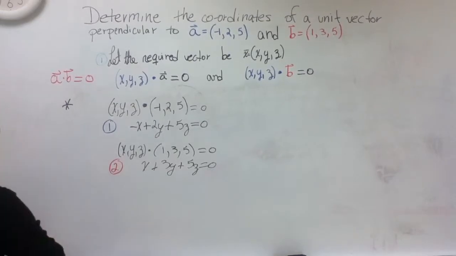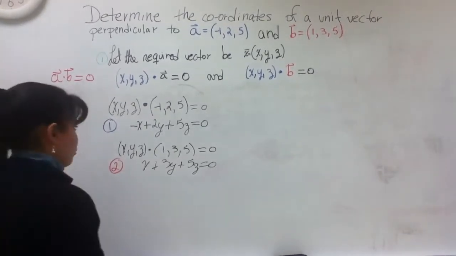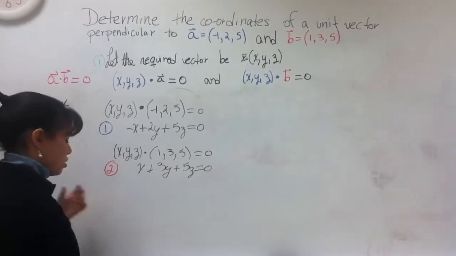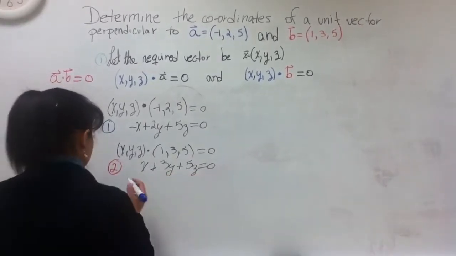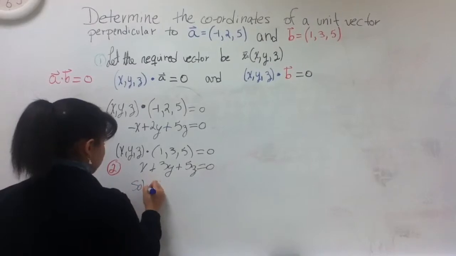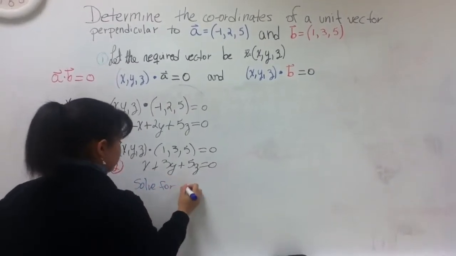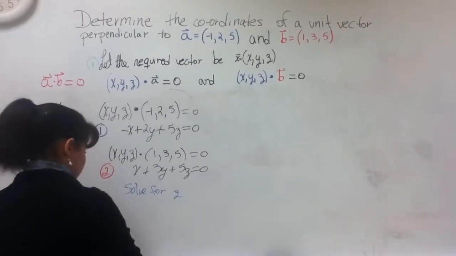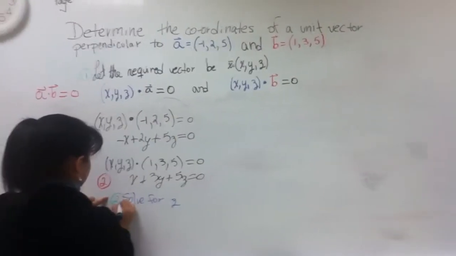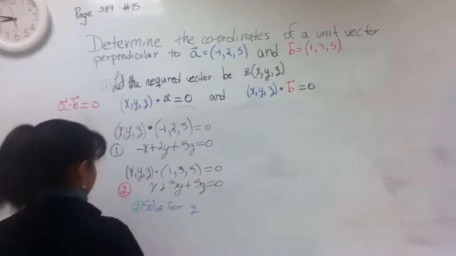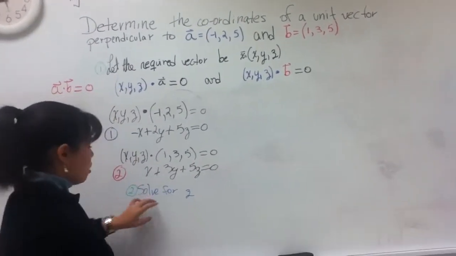So if we have two equations, we're going to use what we learned in grade 11, a method called elimination. We're going to use this method to solve for z. So solve for z. This is our step number 2. Okay, so solving for z.